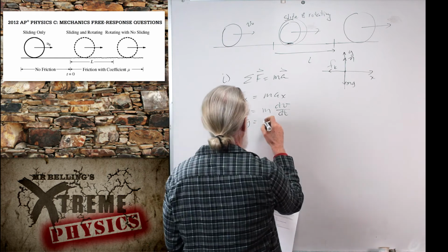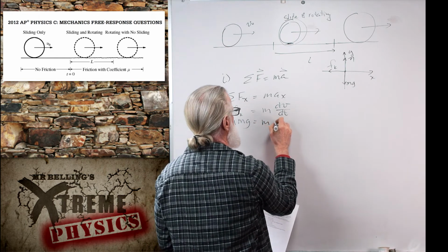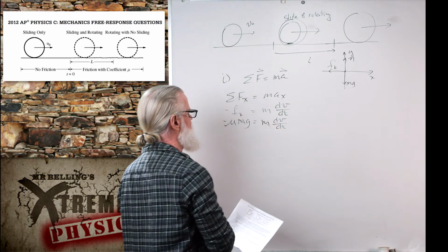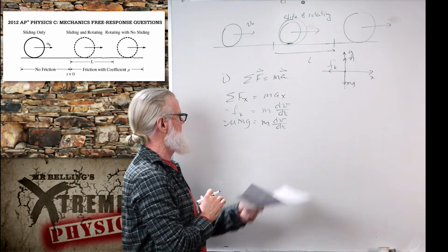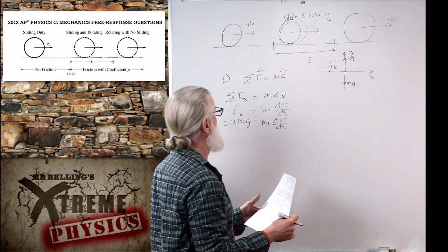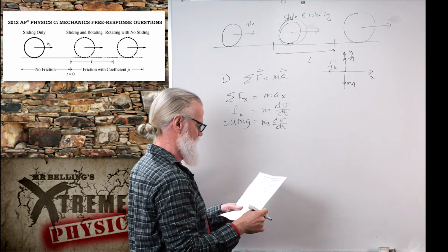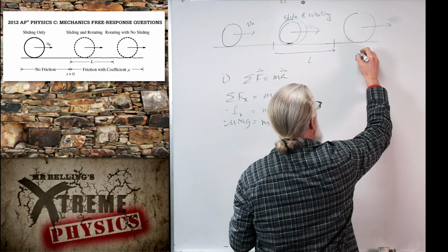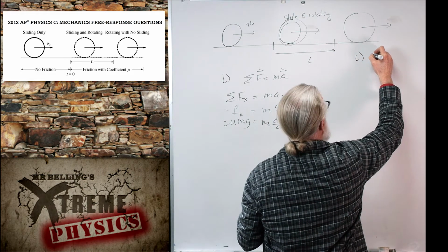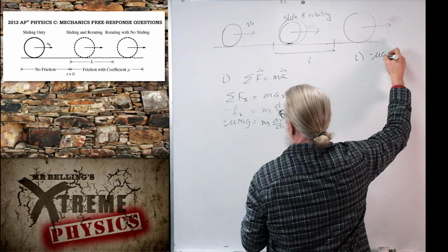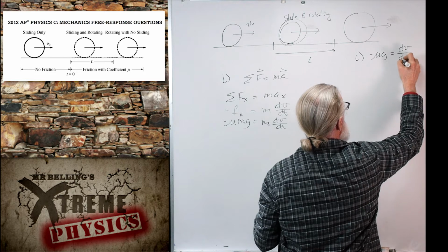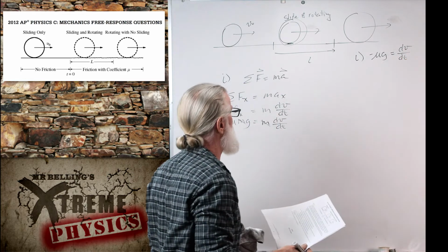All right, so dv/dt. I think there's our differential equation. We got a derivative in it, and it's an equation, and it can be used to solve for v. So that would be part I. The answer for I is minus mu g equals dv/dt. There's a differential equation.